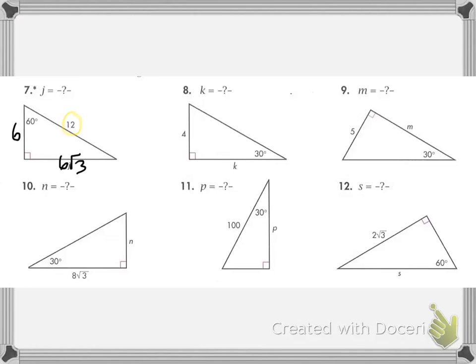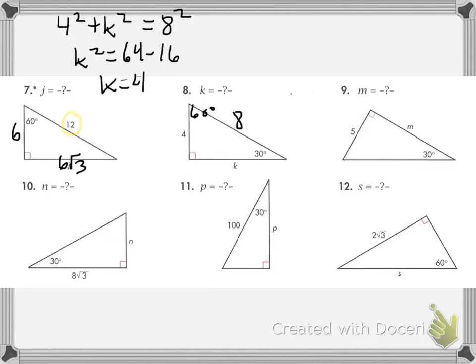Okay, so in the next one, this is the 60 degree angle, and we know the 4, so we just need the hypotenuse, which is going to be double it, which is 8. So now we can do the same thing. 4 squared plus k squared, according to the Pythagorean theorem, is equal to 8 squared. So that's going to be k squared equals 64 minus 16. And when you do all that simplifying, radicals and all that, you'll get k equals 4 root 3. So I'm going to write 4 root 3 there for k.